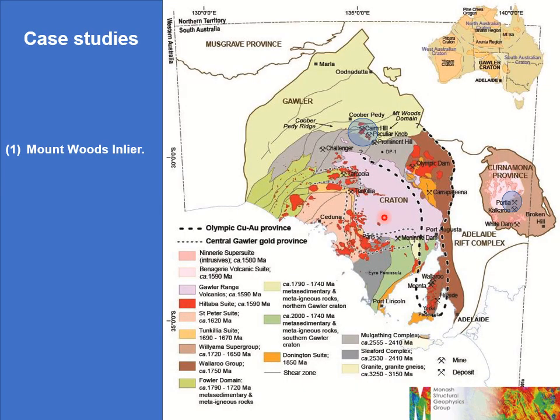In the second part of this presentation, I'd like to give a couple of case studies. The first one will be related to the Mount Woods Inlier, which is located in the northern Gawler Craton. This is a poorly exposed region. It has excellent geophysical data sets because of exploration by Oz Minerals, and it's significant because this part of the northern Gawler Craton hosts the Prominent Hill IOCG deposit.